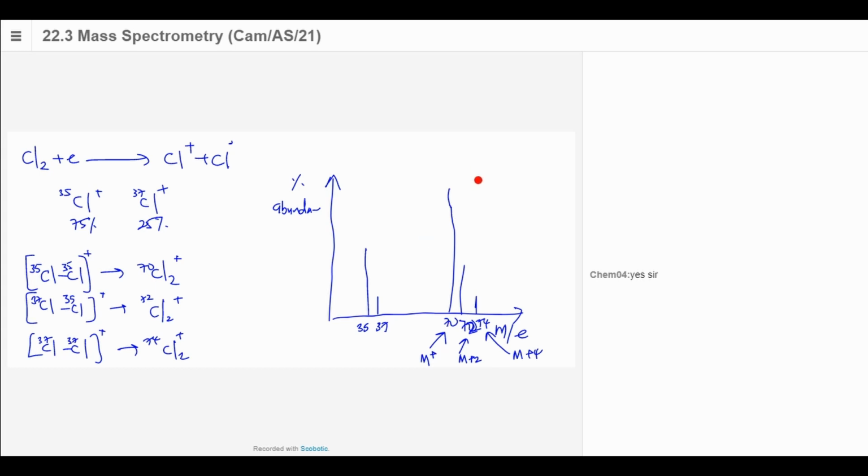And the tallest peak is called the base peak. That's the most stable peak, right? In fact, for the base peak, we give the relative percentage abundance as 100%, and the heights of all the other peaks are measured with respect to the base peak. All right, clear?